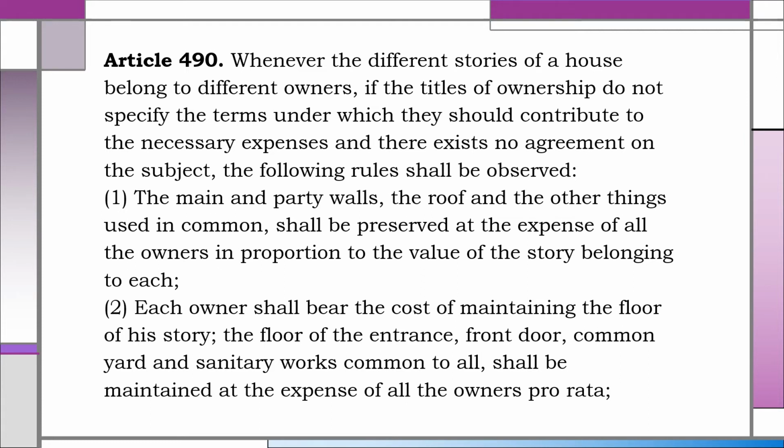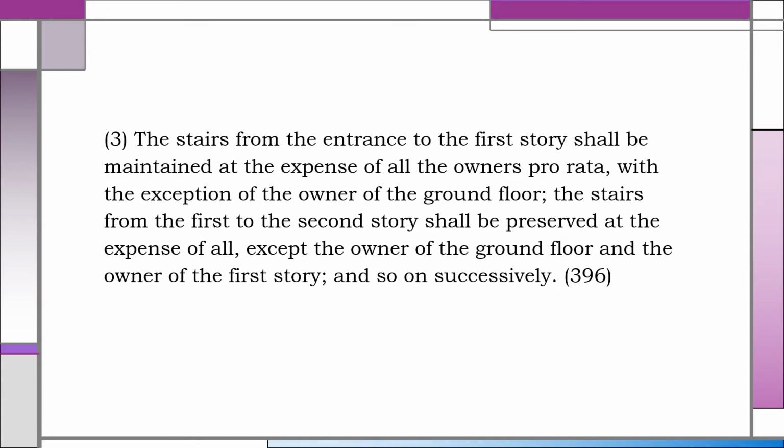Number 2. Each owner shall bear the cost of maintaining the floor of his story. The floor of the entrance, front door, common yard, and sanitary works common to all shall be maintained at the expense of all the owners pro rata. Number 3. The stairs from the entrance to the first story shall be maintained at the expense of all the owners pro rata, with the exception of the owner of the ground floor. The stairs from the first to the second story shall be preserved at the expense of all, except the owner of the ground floor and the owner of the first story, and so on successively.